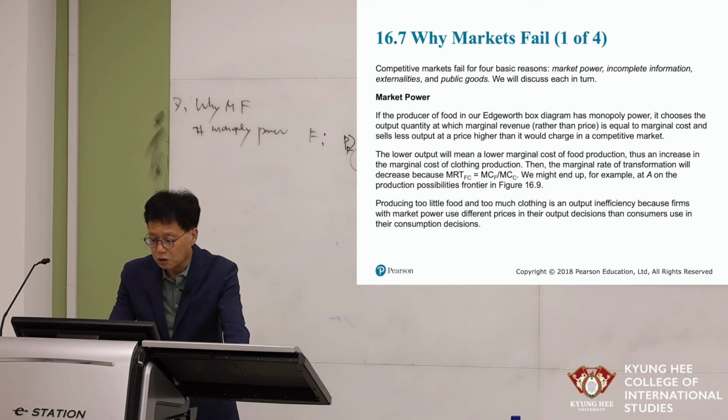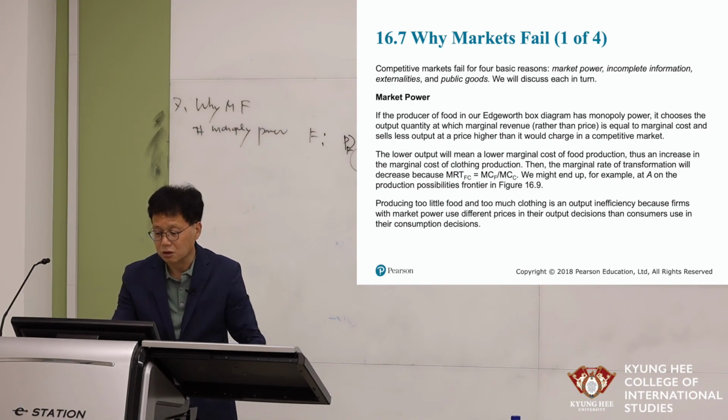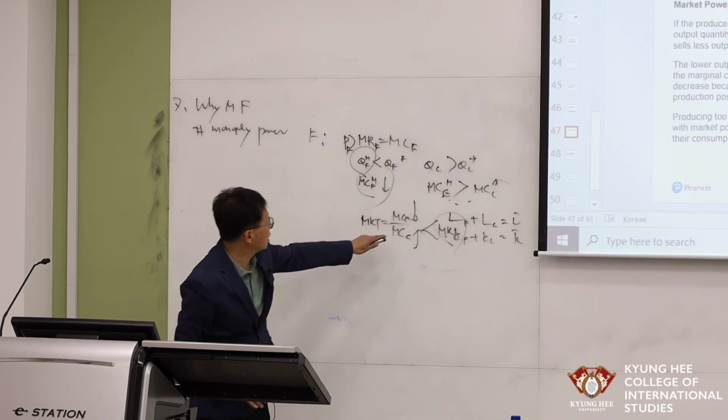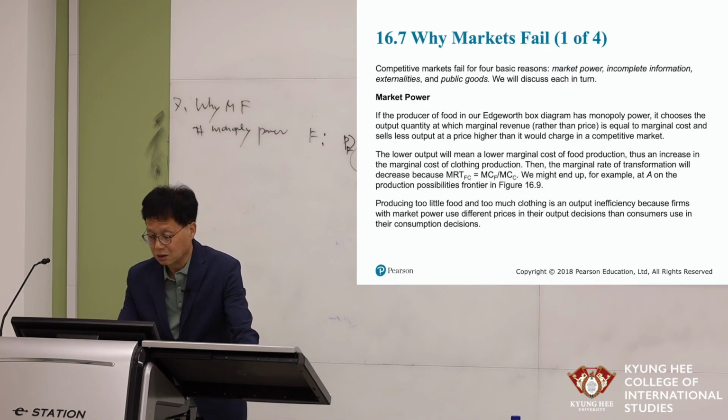The lower output will mean a lower marginal cost of production, thus an increase in the marginal cost of clothing production. Then the marginal rate of transformation, MRT, will decrease because MRT FC is MCF over MCC. We might end up, for example, at A on the production possibility frontier in figure 16.9. Producing too little food and too much clothing is an output inefficiency. Output inefficiency happens. Why? MRT is not equal to MRS, right? Because firms with market power use a different price in their output decisions than consumers use in their consumption decisions. Okay?